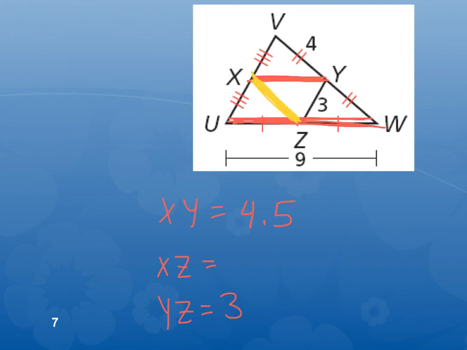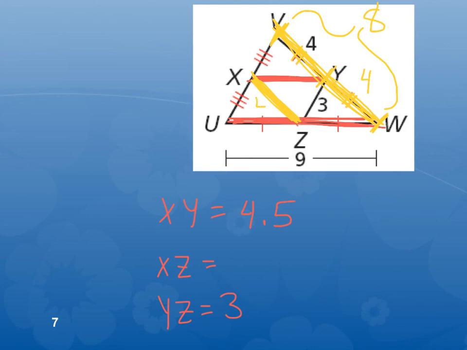So we know that XZ is going to be half of VW. If just this part here, VY, is 4, how can we find the length of YW, the other half of this segment? It's congruent because this one has 2 arc marks and this one has 2 arc marks. So we know that these 2 segments are congruent. So this is going to be 4 also. So what's the whole length of VW? 8. So if VW is 8, then what's XZ?